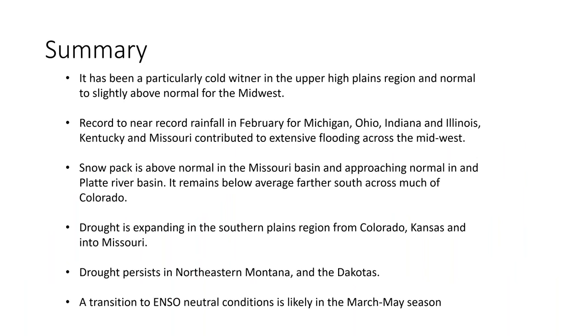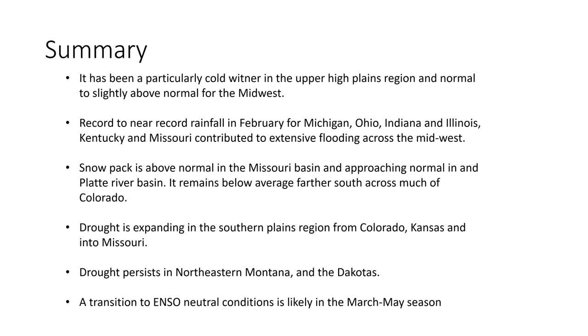It's been a particularly cold winter in the upper High Plains region, and normal to slightly above normal for the Midwest in terms of temperatures. Record to near record rainfall occurred in February for Michigan, Ohio, Indiana, and Illinois, as well as Kentucky and Missouri, and contributed to extensive flooding across the Midwest. Snowpack is above normal in the Missouri Basin, and it's approaching normal in the Platte River Basin. It remains below average farther south across much of Colorado.